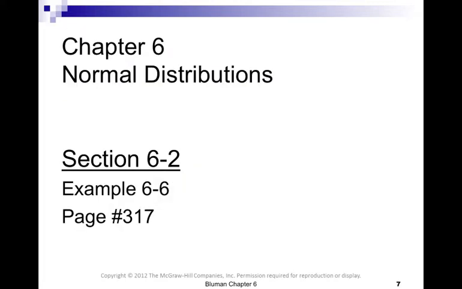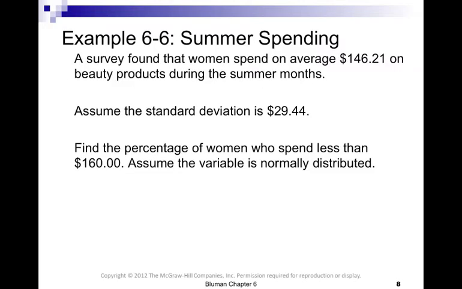So let's work a few examples. These are examples from the text. This is Section 6.2, Example 6.6, page 317. I hope talking through these and working through them helps you a little bit. So let's look at that one. This is summer spending. A survey found that women spend on average $146.21 on beauty products during the summer months. Assume the standard deviation is $29.44. And find the percentage of women who spend less than $160.